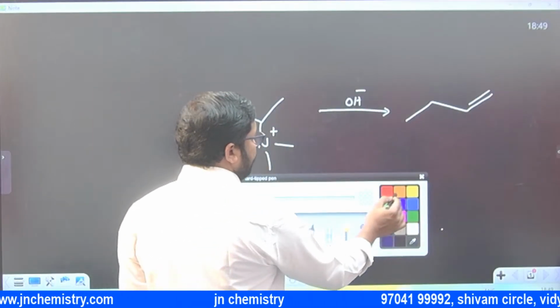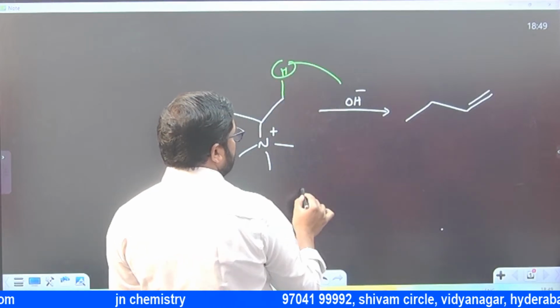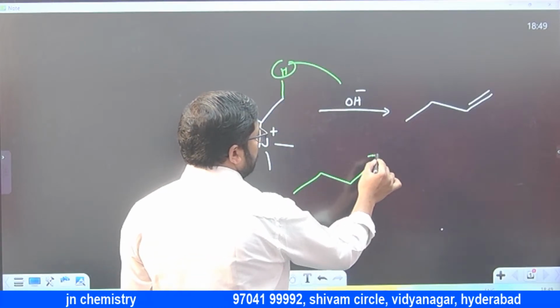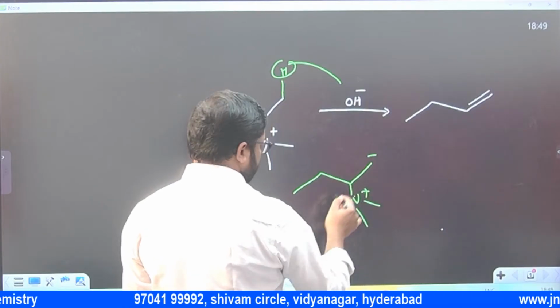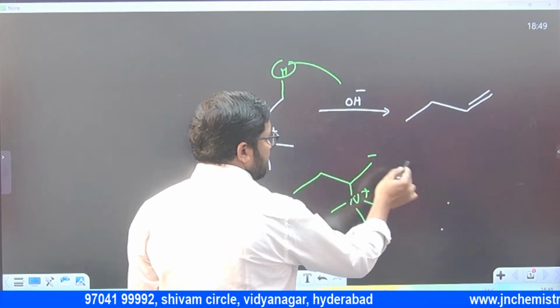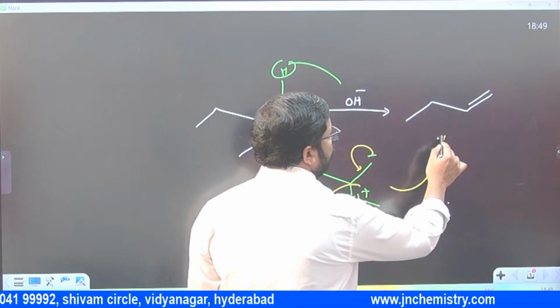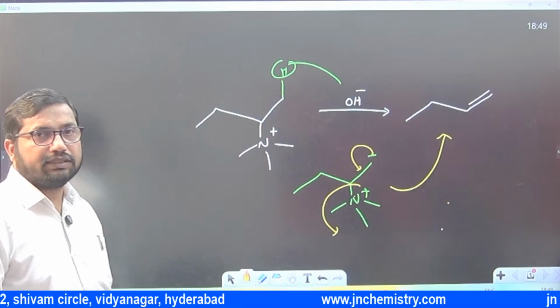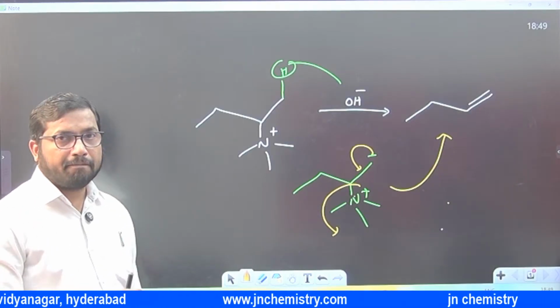Because here the hydrogen is taken by this base, so we will get a carbanion. We know the primary carbanion is more stable. This carbanion comes inside, this goes out like that, so we'll get the Hofmann product. Yes or no? So write it down.